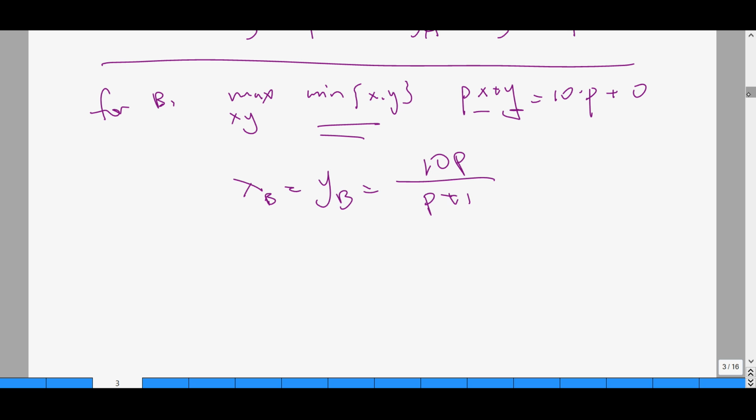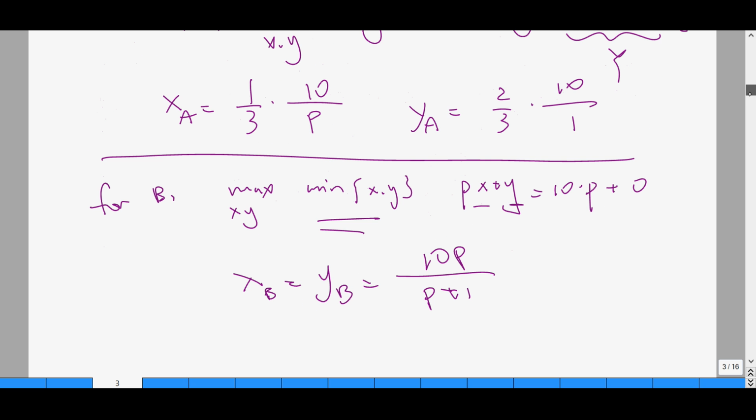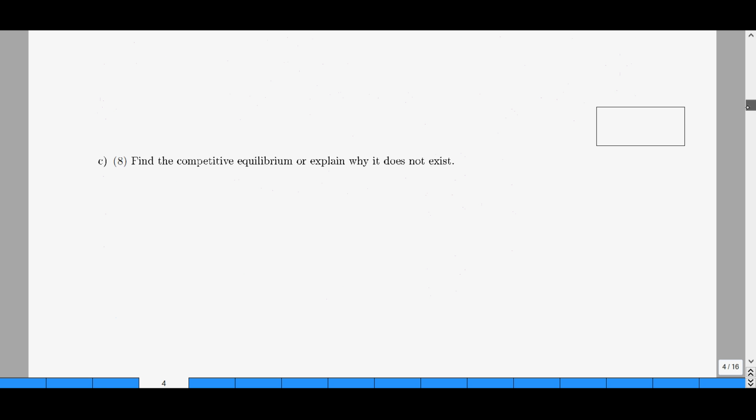Okay, so that's very simple. That's all, everything you need to write still. So the third one, the competitive one, is a bit hard, so we need to do something.